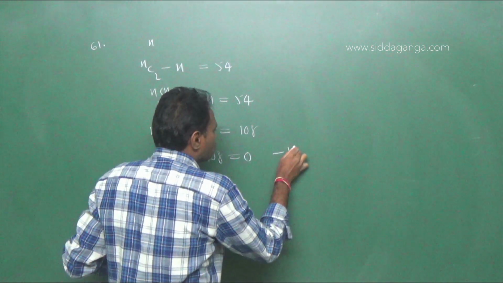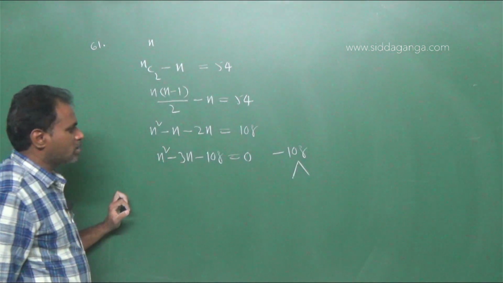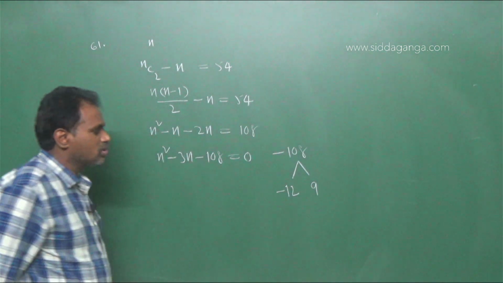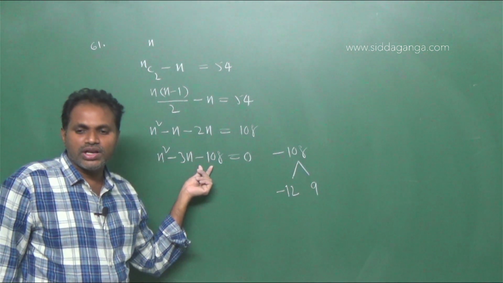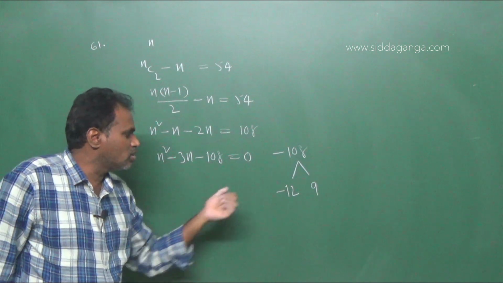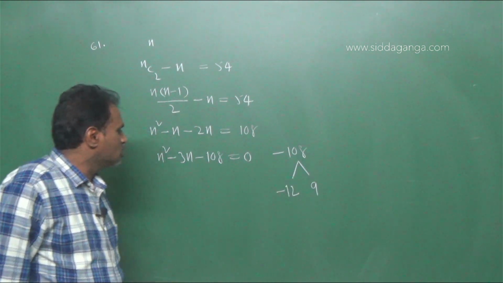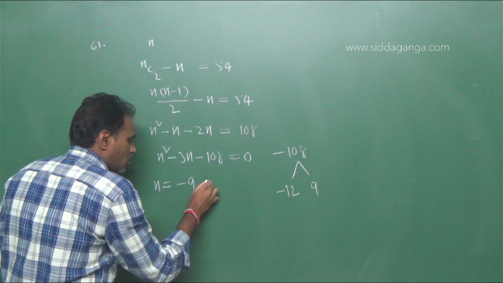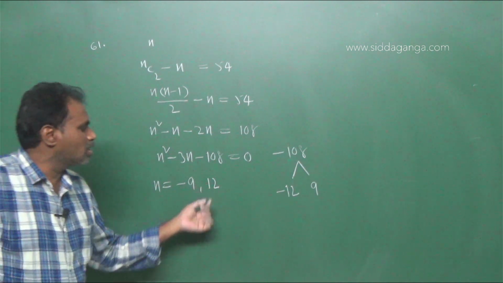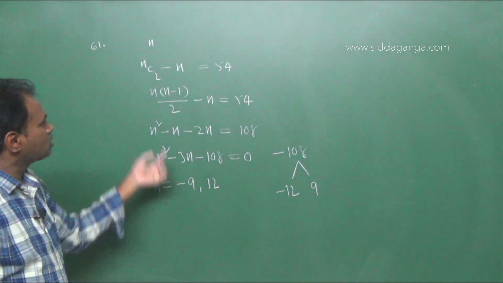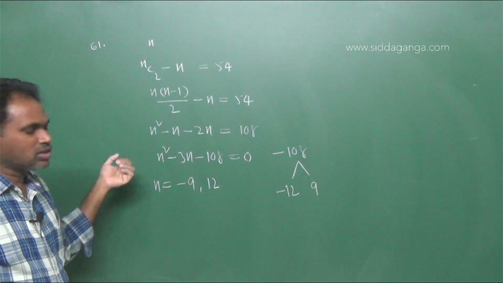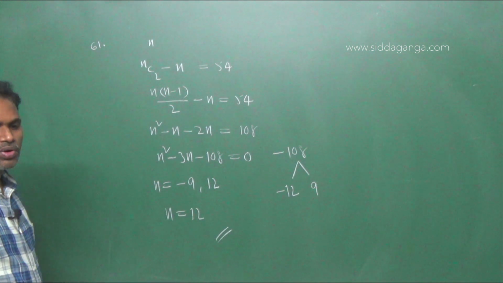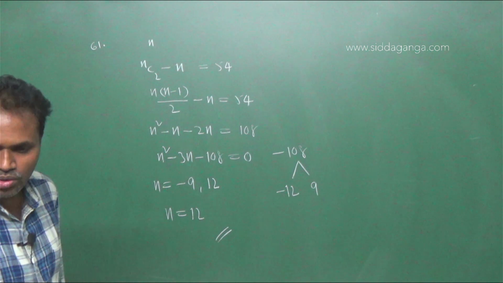Now the product is minus 108 and the sum is minus 3, so the numbers are minus 12 and plus 9. 12 into 9 is 108, so minus 12 into 9 is minus 108, and minus 12 plus 9 is minus 3. Therefore the values of n are minus 9 and 12. Since the number of sides must be positive, n equals 12. Therefore the number of sides of the regular polygon is 12, and option 2 is right.